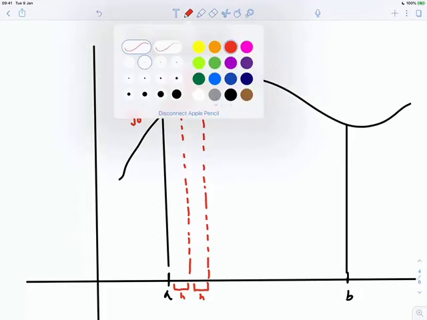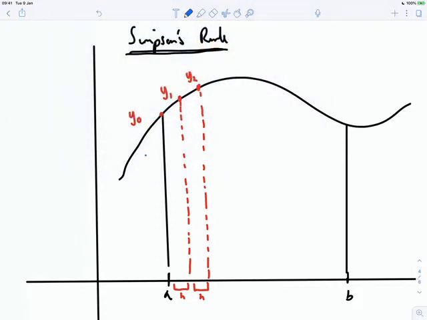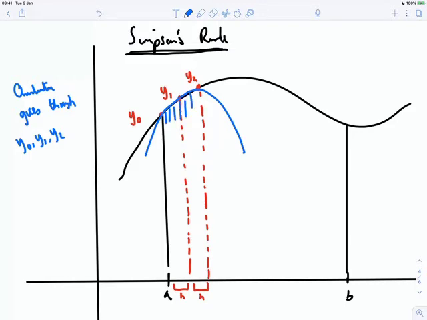Well, I want you to imagine a quadratic. We've got to imagine a quadratic that goes through y0, y1 and y2, and that is the thing we're going to find the area under. If it's just in the region between y0 and y2, then that's a pretty good estimator, isn't it?